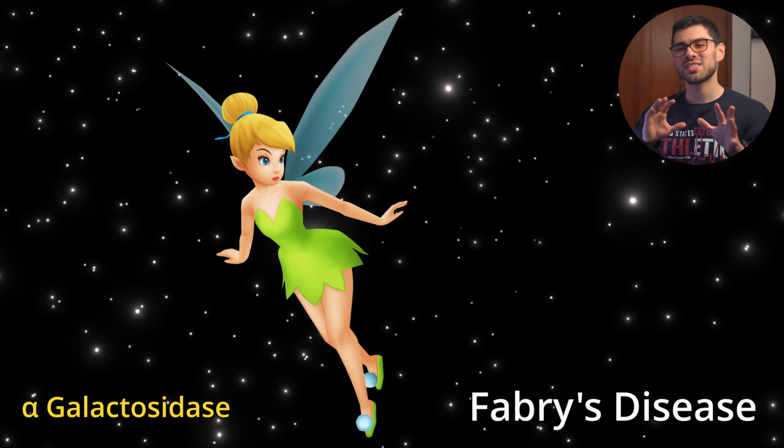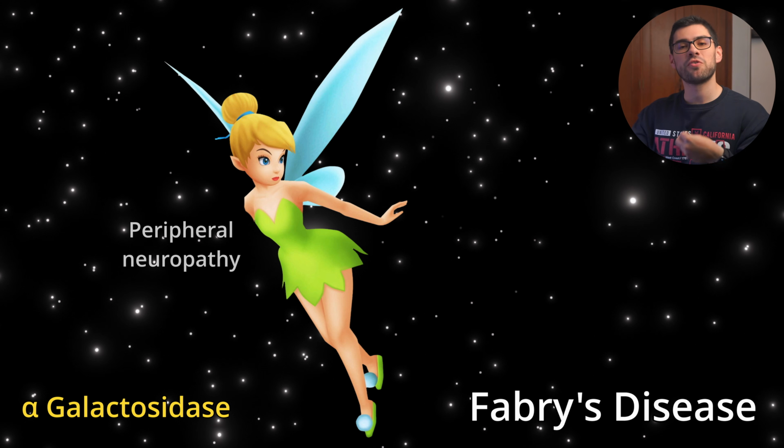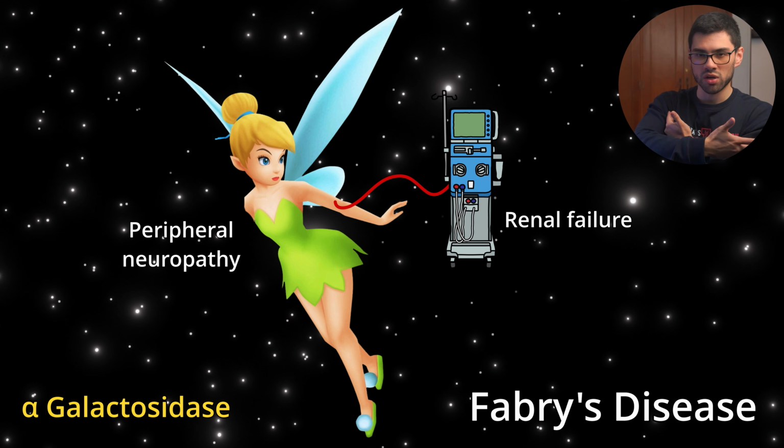Now, this fairy was in kind of a rough shape, right? Why was that? Because she was, first of all, missing an arm. That's there to represent peripheral neuropathy, a key hallmark of this disease. The other arm was connected to something. To what? To a dialysis machine, right? So that's there to remember that Fabry's disease eventually leads to renal failure, okay? So peripheral neuropathy, renal failure.